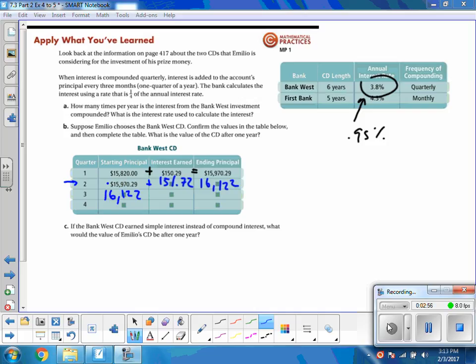Now, we call this compound interest because it's compounding each time. It's not tallied once, but it's built on each time. Now, for those that are interested in speeding this up and going a little faster, we can see how the interest is earned, but if you want to go right over to the ending principal, you can take your 16,122 and multiply it by 100% of the starting principal plus the interest. So I'm going to take my new amount here and multiply it by 1.0095, and it moves me right into my ending principal, 16,275.17. And we can see that it keeps moving up.